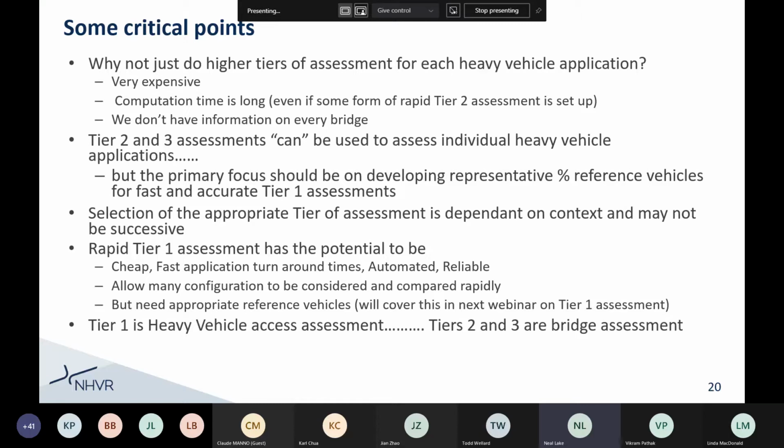Last point, really important point: Tier 1 assessment is heavy vehicle access assessment. It's not bridge assessment. When we get to Tier 2 and Tier 3 assessment, now we're talking about bridge assessment, where we're actually assessing the capability of a bridge. In Tier 1 assessment, all we're doing is comparing an application vehicle to some measure of what we think is okay already to cross the structure, which is the bridge capability.